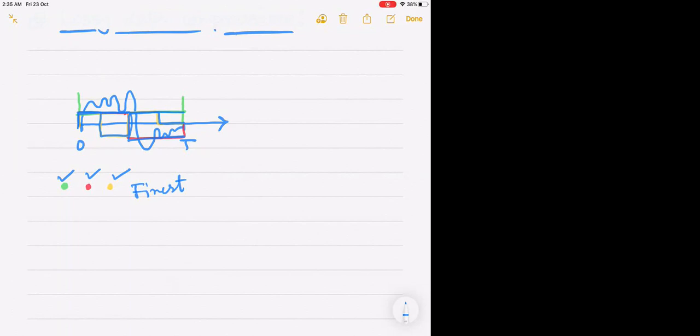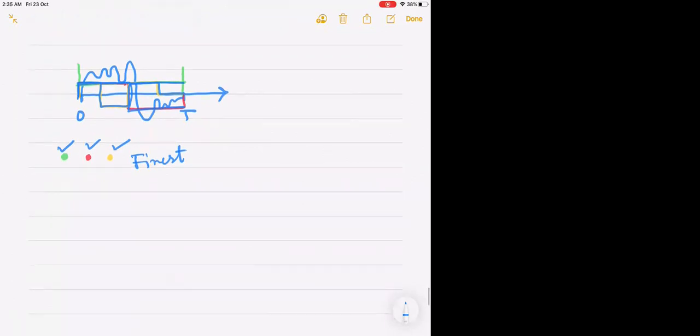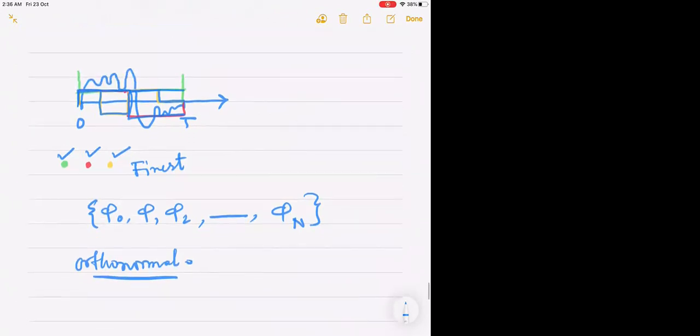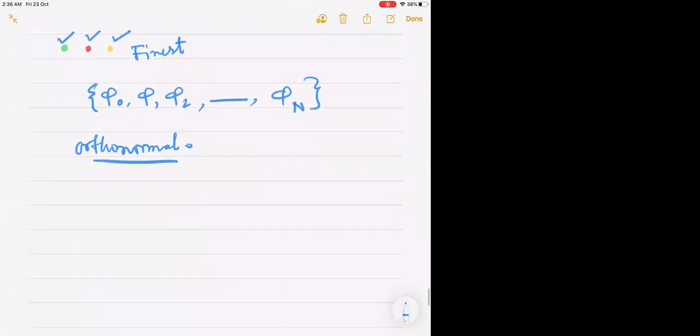And now suppose I have a whole collection of these functions. I parameterize these functions and I collect them. I have a whole collection of such functions which we are calling, let's say, phi naught, phi 1, phi 2, and so on, up to, let's say, phi capital N. We can go ahead and check that these functions are already orthogonal. In fact, one can make them orthonormal.